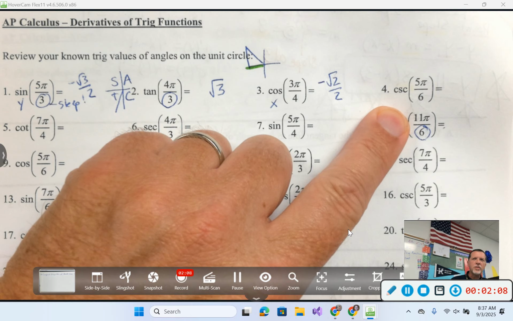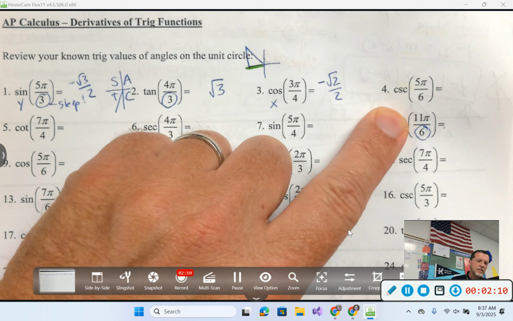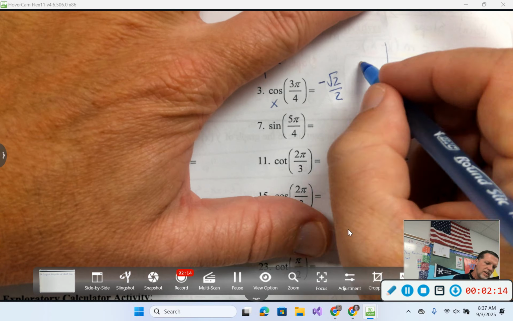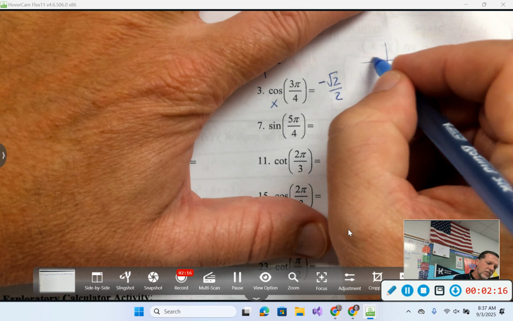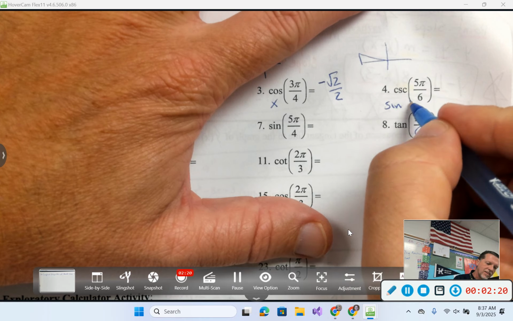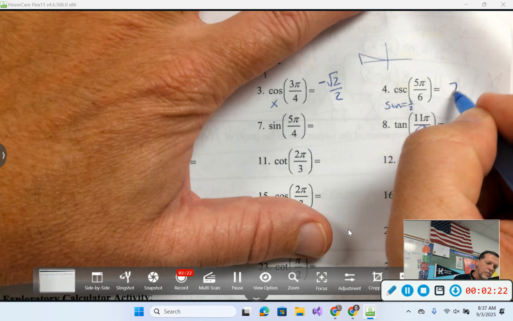Cosecant. Who's cosecant paired with? Sine, so I need a flip of sine. Pi over 6. The sine of that's 1/2. And so if I flip it, I get 2.